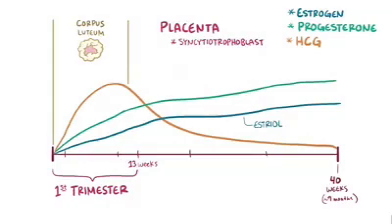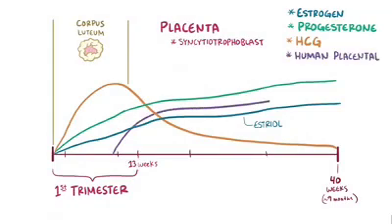The placenta also makes a little bit of human chorionic gonadotropin, as well as another hormone called human placental lactogen, or HPL, which counters the effect of maternal insulin to help ensure that there's plenty of glucose available in the blood for the fetus.